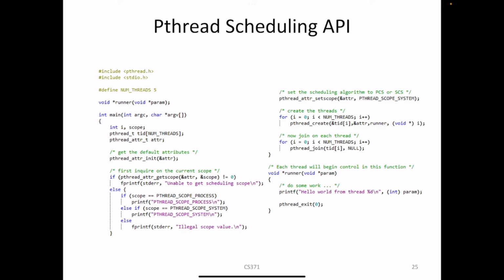Also remember that in Linux and Mac OS X, they only support PTHREAD_SCOPE_SYSTEM, which uses SCS scheduling. So you cannot use the others. You can run this code on your computer or on a virtual machine to see what the output looks like.